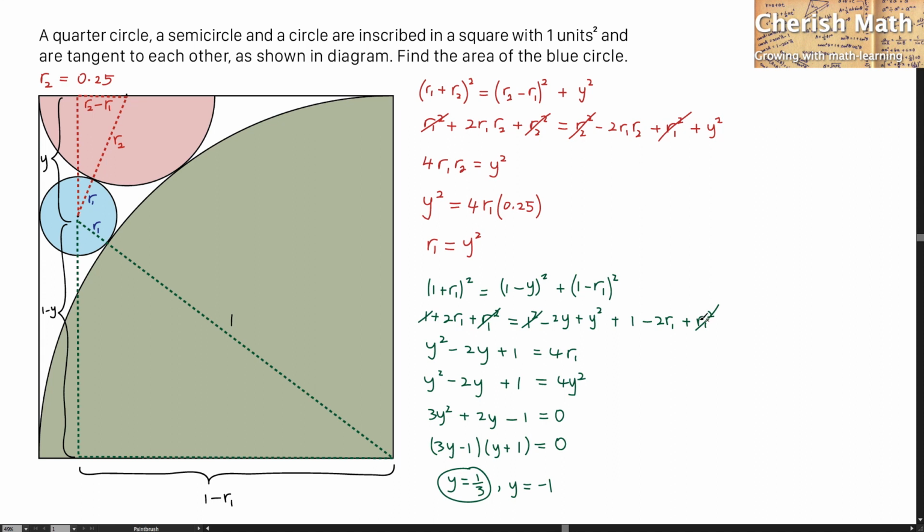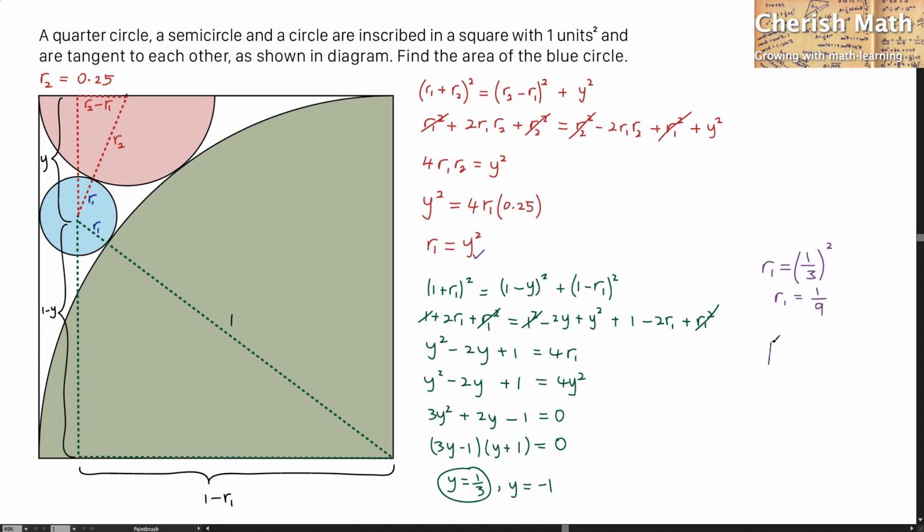I am now at the final part of the working. To find the value of R1, I have to substitute the value of y, which is 1/3, into this equation. That is going to be R1 equals 1/3 squared. And the value of R1 that I'm going to get here is 1/9.